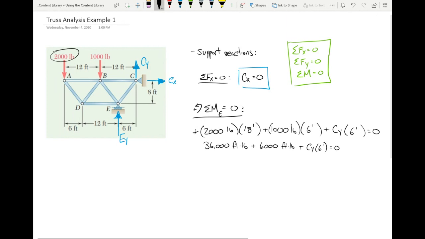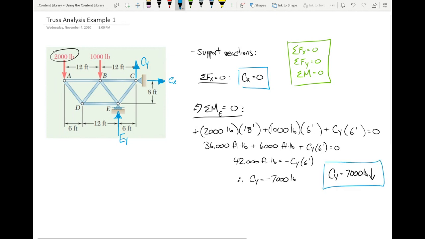So 36 plus 6 is 42, is negative Cy times 6 feet. So therefore, Cy is negative 7,000. So ultimately what that means is that I assumed the incorrect direction, which is completely fine. There's nothing wrong with that. Cy is 7,000 pounds, and that's acting downwards. That's okay. You can always assume an incorrect direction. If you get a negative answer, there's nothing wrong with that. And I'm going to talk a lot about that today, about the direction in which you assume a force to act, and if it's negative, you get a different answer. So that's okay. Everybody okay with this so far? Any questions?